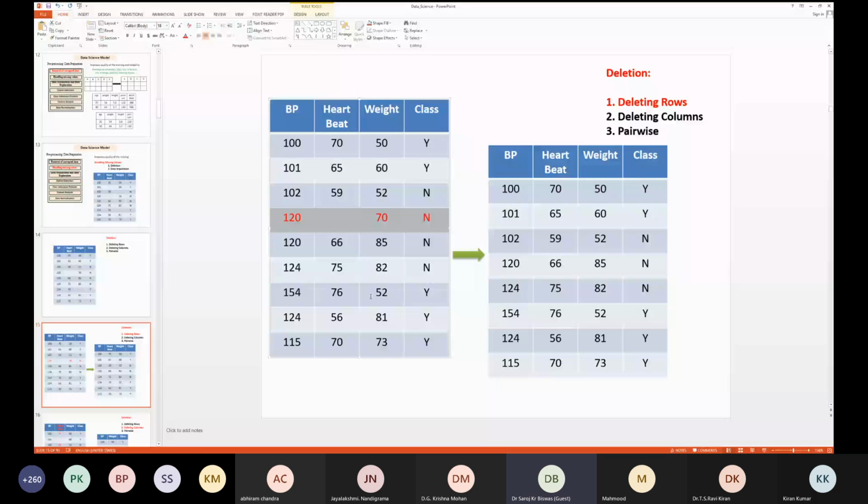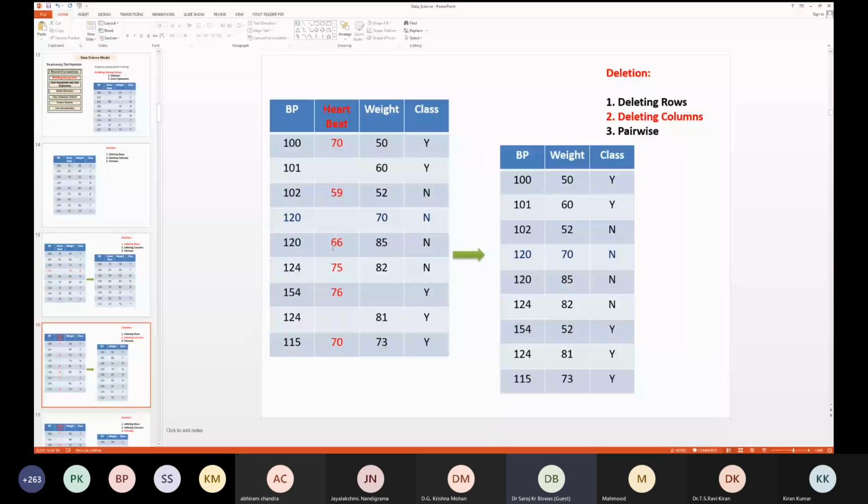Apart from that, we have another kind of deletion: deleting columns. Look at this case. Here we have a missing value, here we have a missing value, and here we have a missing value. In a number of places we see missing values. Now if we want to delete the rows, how many rows are we going to delete? 1, 2, 3. If we delete the 3, then automatically the database size is going to be reduced. So it's wiser to delete the whole columns instead of these observations or rows. If we delete this one, then finally the refined database becomes like this, and now this data set can be taken for further analysis.